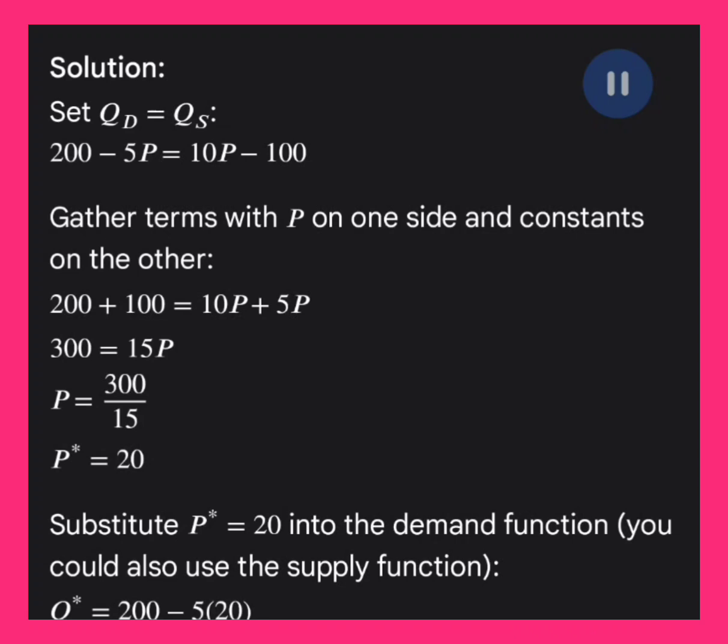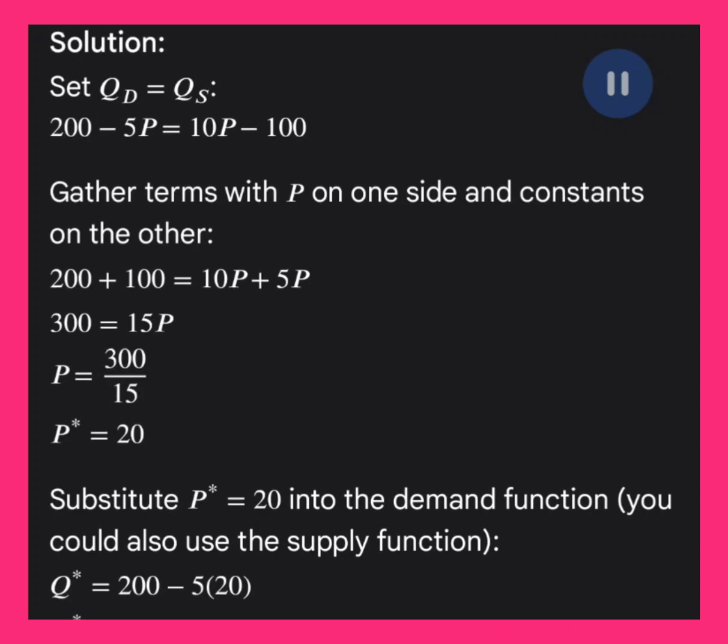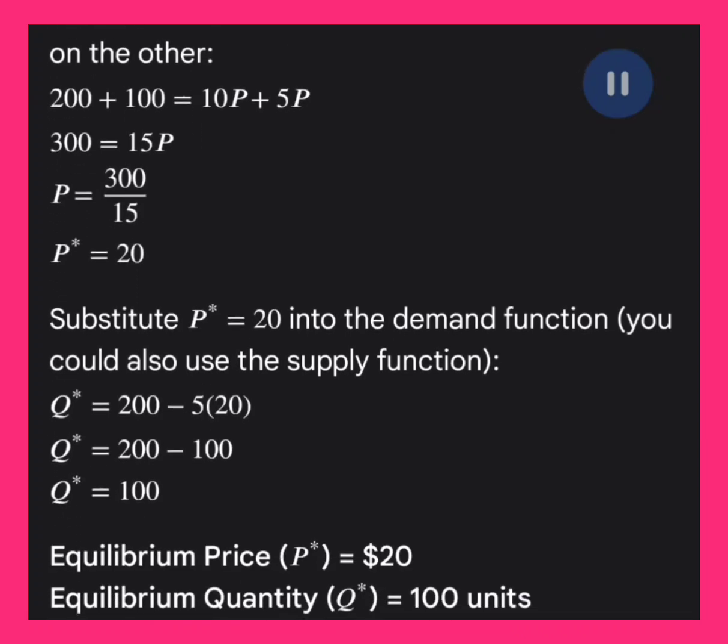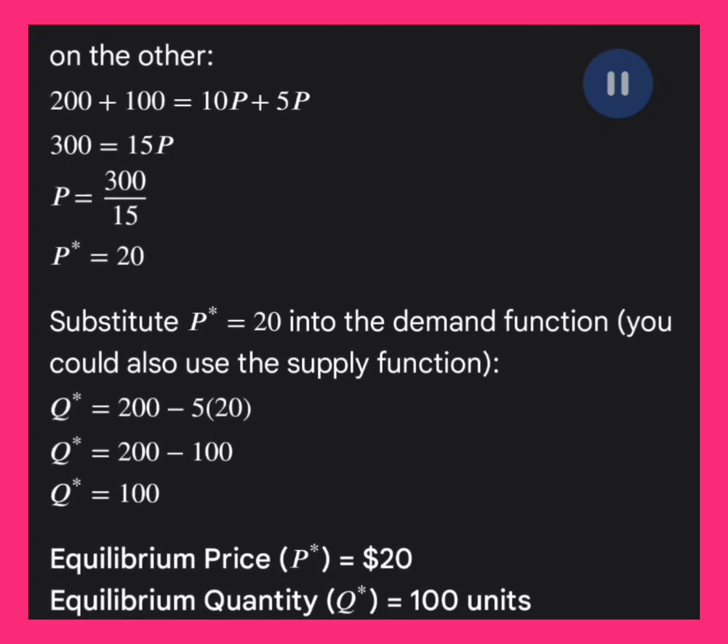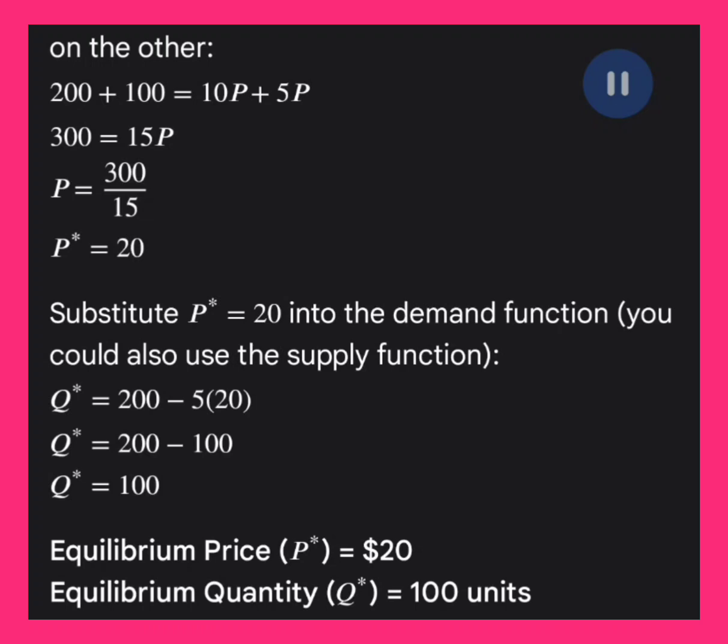Substitute P* equals 20 into the demand function. You could also use the supply function. Q* equals 200 minus 5 times 20. Q* equals 200 minus 100. Q* equals 100. Equilibrium price, P* equals $20. Equilibrium quantity, Q* equals 100 units.